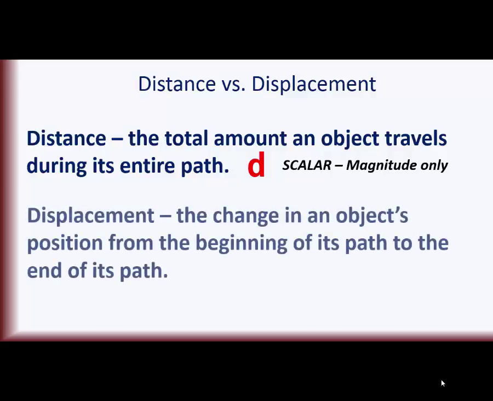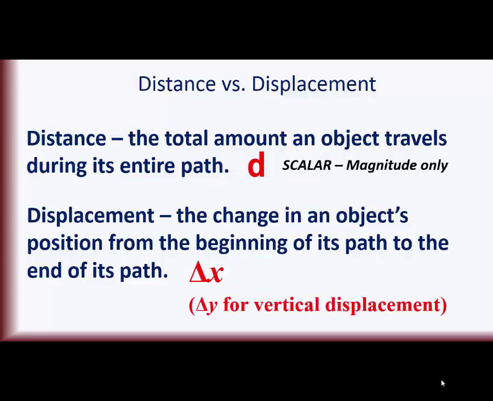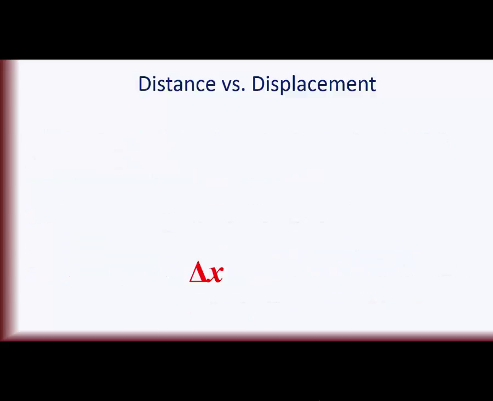Unlike distance, displacement is only the change in an object's position from the beginning to the end, regardless of the path it takes. This is the symbol for displacement, and it is pronounced delta x. If the displacement is in the vertical direction, then a y is substituted for the x. Remember how I said that direction is an important concept in physics? Measurements such as displacement, and there will be many of them, require a direction as well as the magnitude. These types of measurements are called vectors. Because displacement is our first introduction to vectors, let's break down what it really means.